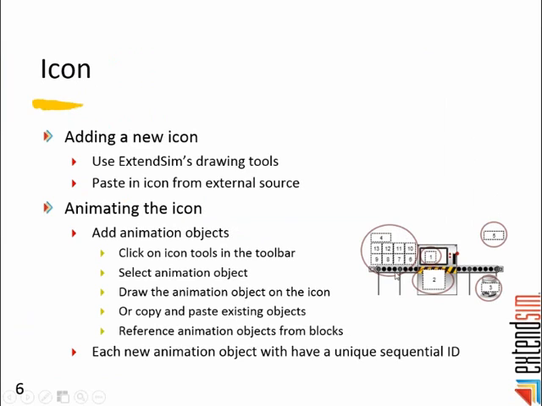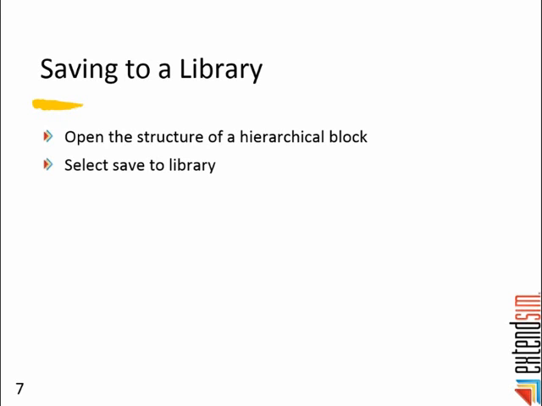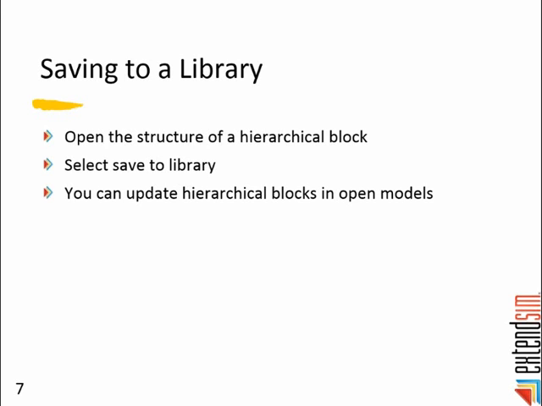So as we saw, each new animation object has a new sequential ID, so we can see what's going on here. So what I would be showing here is each object is a unique ID. So as I add the first one, I get a number 1, the second one number 2, and so on and so forth. So I've done a lot of work to create this hierarchical block. One thing I can do in ExtendSim is save it to a library so I can reuse it in the same or other models. And then there are tools for managing this so that you can update it. So when I save the block, I would open the structure of the hierarchical block, select Save to the library, and then I can update any blocks that are based on the same library block in open models.